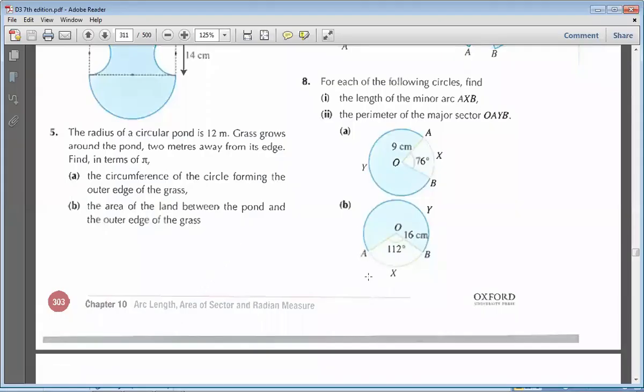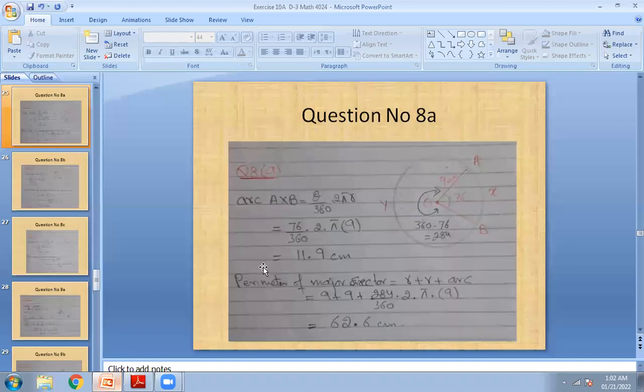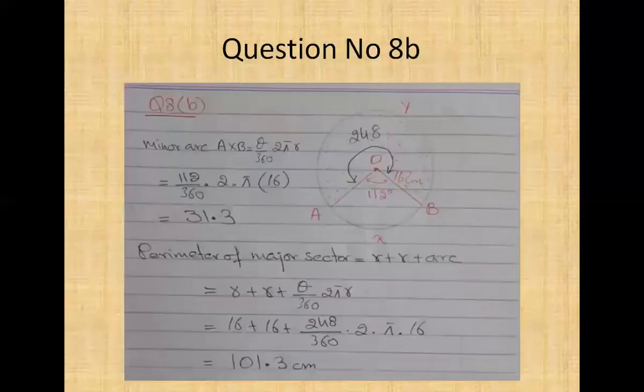Okay, so B part, we have to answer two questions. One is the arc length AXB, its angle is 112 and the radius is 16 centimeter, very easy part. But then they will ask you the perimeter of this major sector, and the sector's perimeter is radius plus the major arc. But we don't know this angle subtended by the major arc at the center. We can find that: 360 minus 112, and that will give you the angle subtended by the major sector at the center. So let's do the question number 8 and its B part.